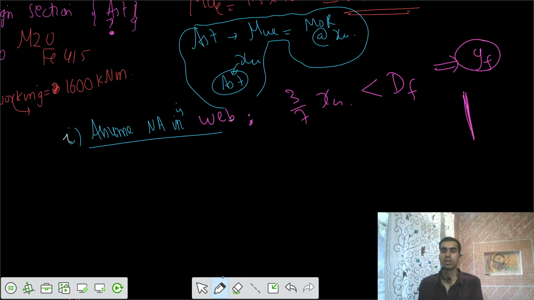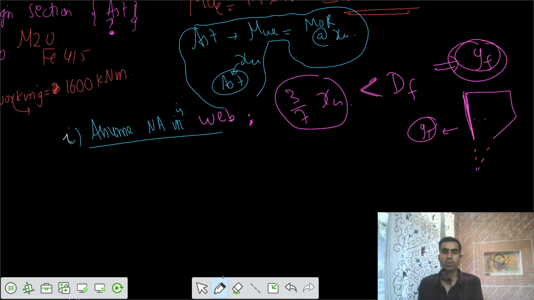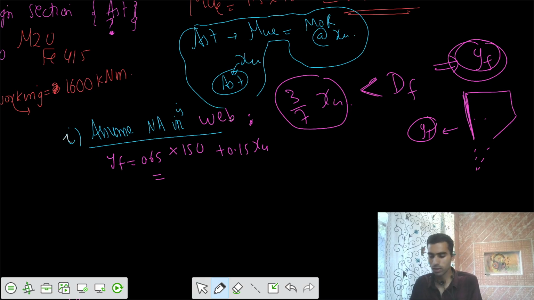If this was your DF, and the variation of the stress is in this way, we need to convert it in terms of YF. So 3/7 of XU is less than DF, so we need to calculate in terms of YF, where the value of YF is equal to 0.65 into DF plus 0.15 XU. Solving further, 0.65 into 150 is 97.5. So 97.5 plus 0.15 XU is our value of YF.